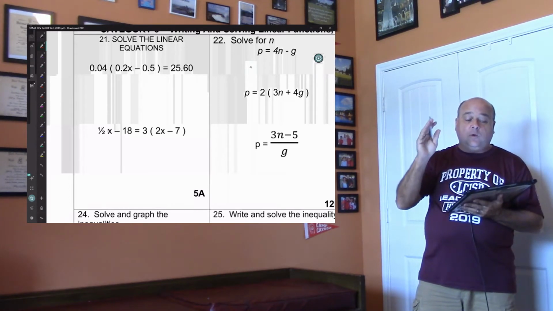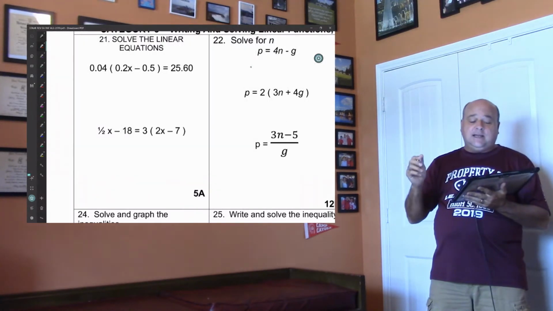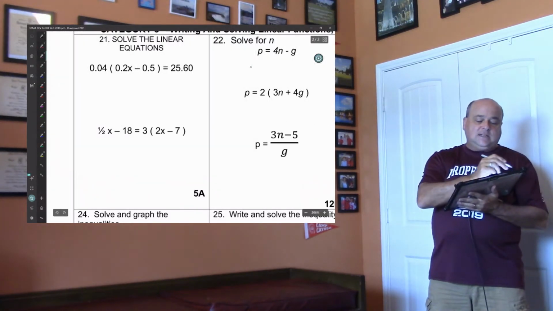Just distribute. Make sure you use a calculator with those decimals. The answer on number 21, the first one, could be a decimal. If it's given as decimals, your answer will be a decimal. So let's do the next equation.